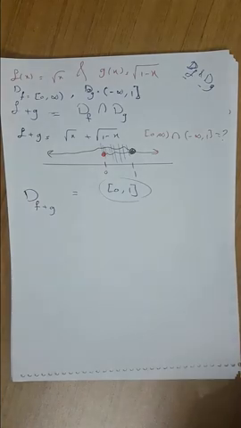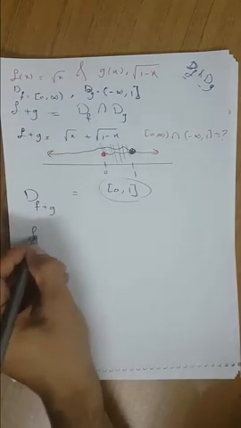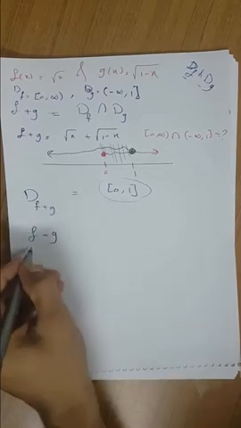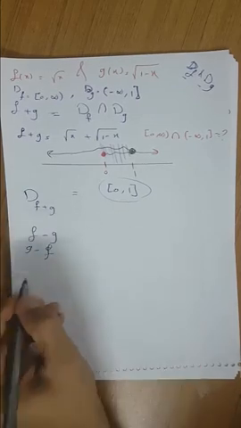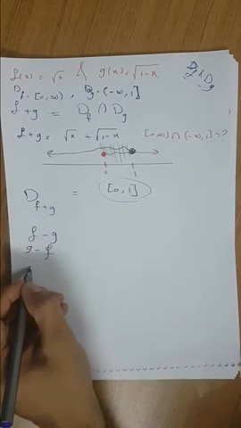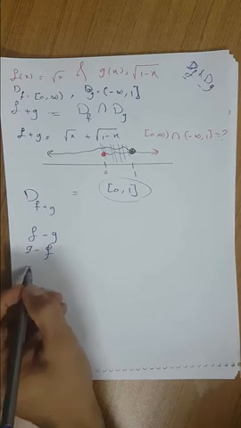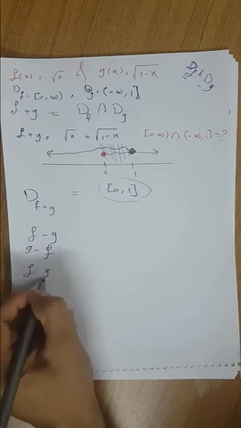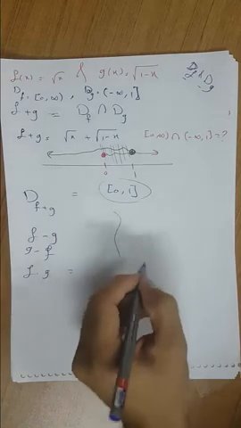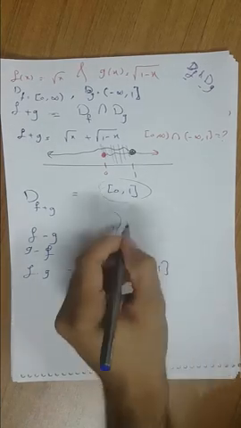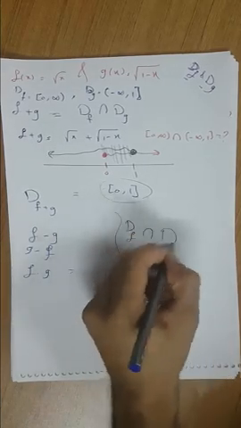How about negation or subtraction? How about the other subtraction? How about f dot g? They are the same. All are equal to [0, 1]. Why? Because it's equal to the domain of f intersection the domain of g.